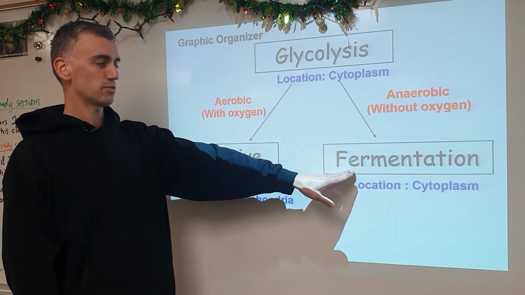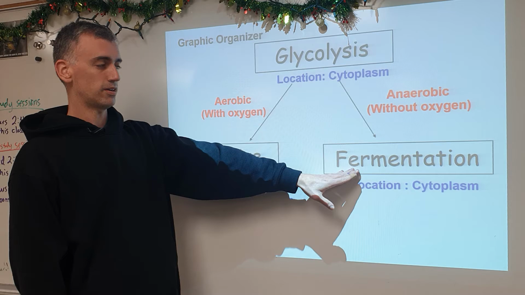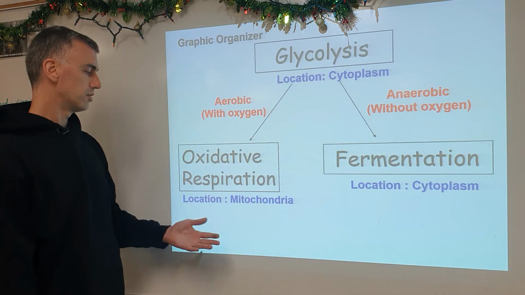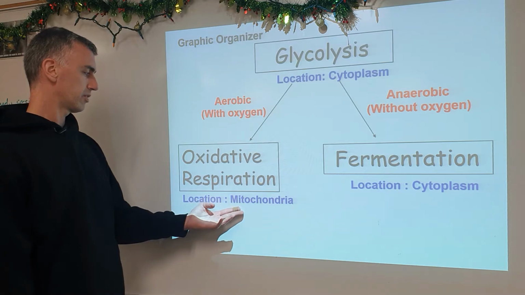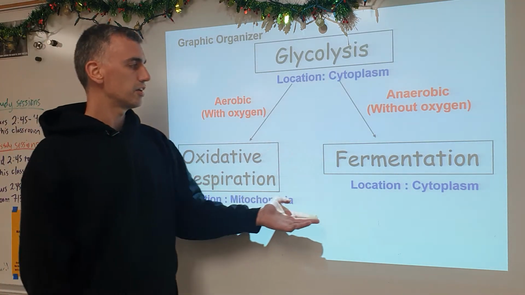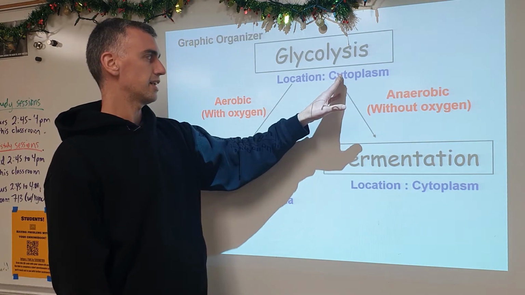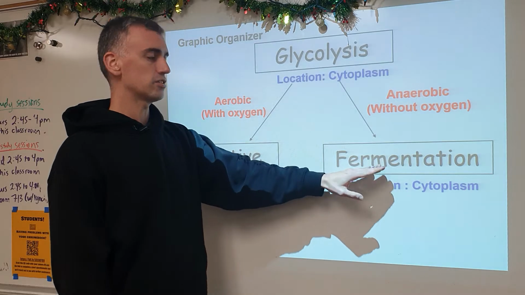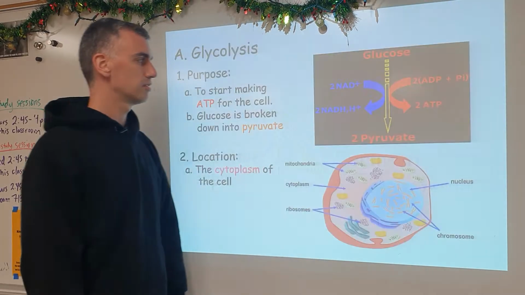Fermentation happens when no oxygen is present. It can only happen without oxygen. It produces a lot less ATP than this does. Notice the difference in location. Mitochondria does the oxidative respiration, aka cellular respiration, and the cytoplasm, that area of the cell that's outside the nucleus but inside the cell, is the location of where fermentation happens.